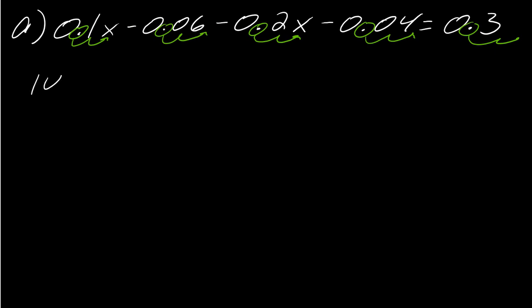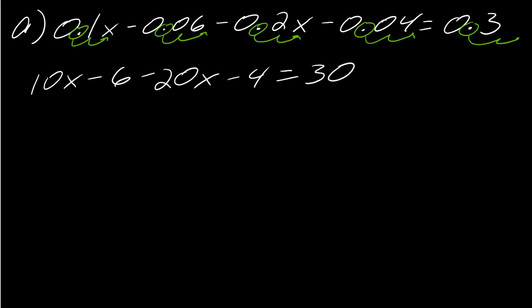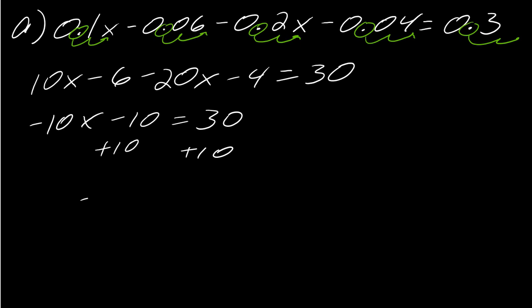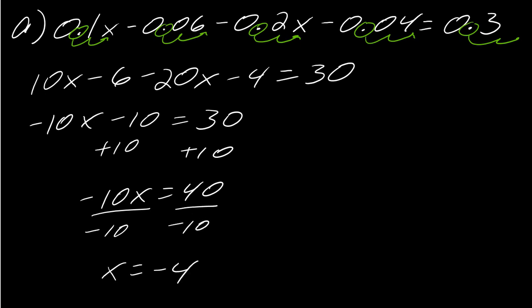So this whole thing will become 10x minus 6 minus 20x minus 4 equals 30. And now from here, you just solve as usual. So this is going to become negative 10x minus 10 equals 30. Then I can add the 10 to each side to get negative 10x equals 40. And I will divide both sides by negative 10 to get x equals negative 4. And then that's it. We're good to go.